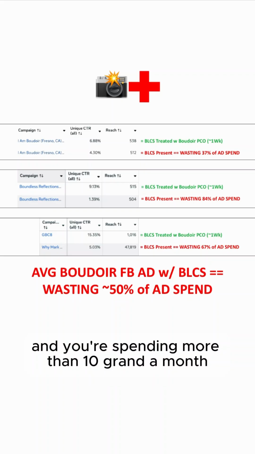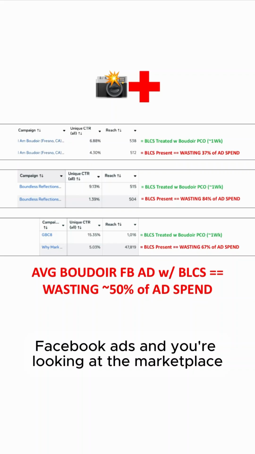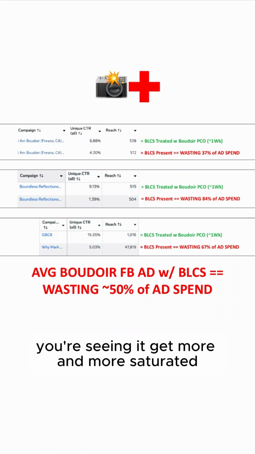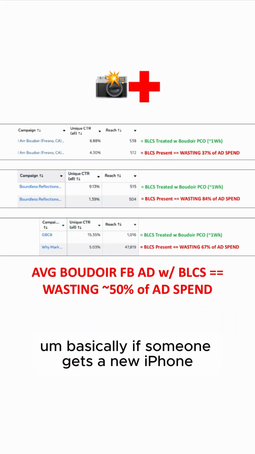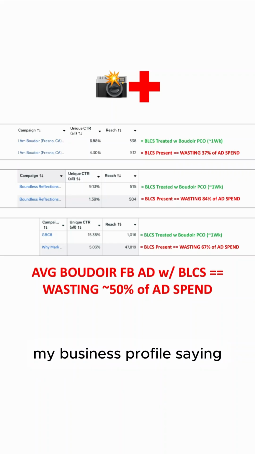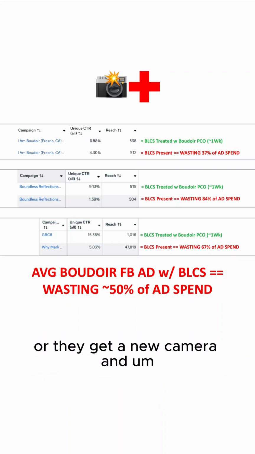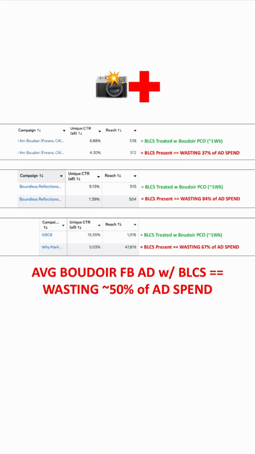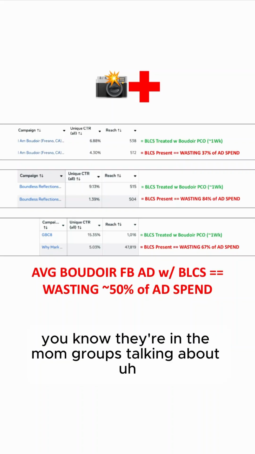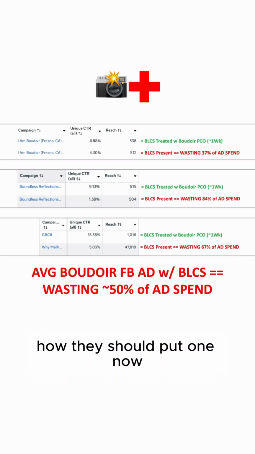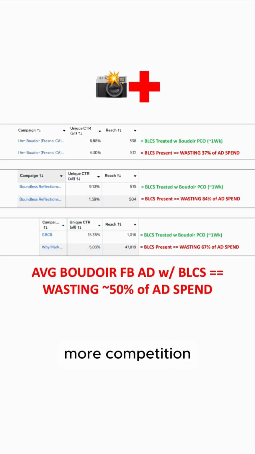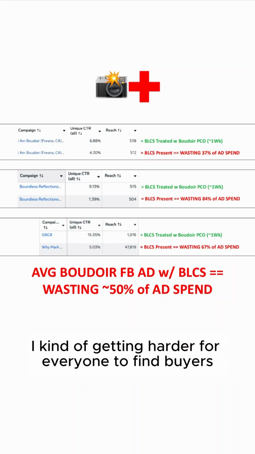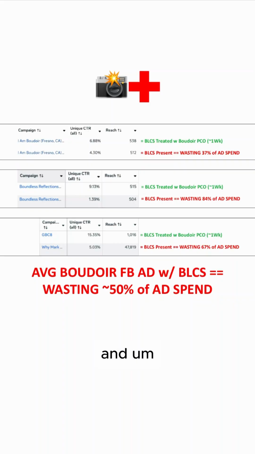and you're spending more than 10 grand a month in Boudoir Facebook ads, and you're looking at the marketplace, seeing it get more and more saturated in your city, more and more women. It seems like every day, basically, if someone gets a new iPhone, they're throwing up a Google My Business profile saying they offer Boudoir photo shoots now, or they get a new camera, and they're in the mom groups talking about how they shoot Boudoir now. So more and more sellers, same number of buyers, more competition, kind of getting harder for everyone to find buyers.